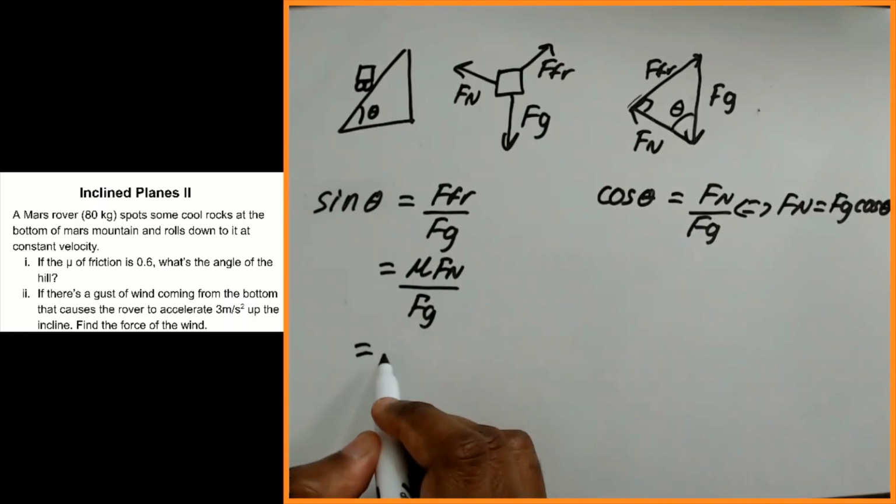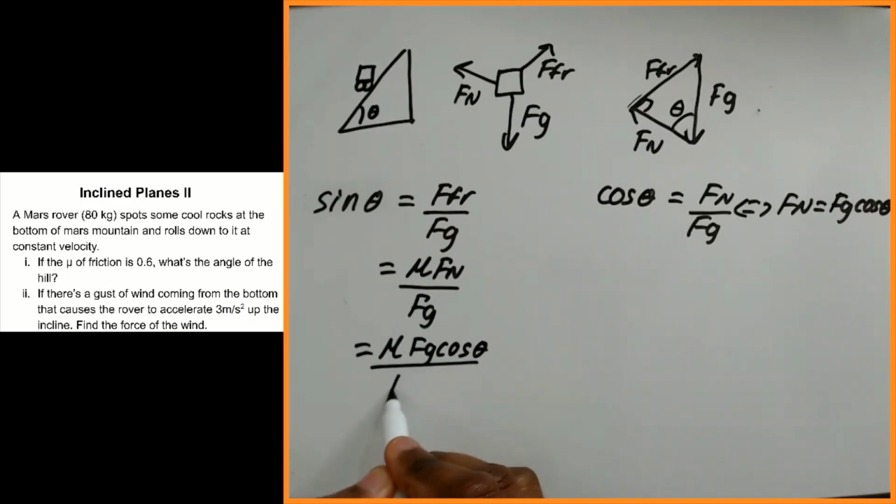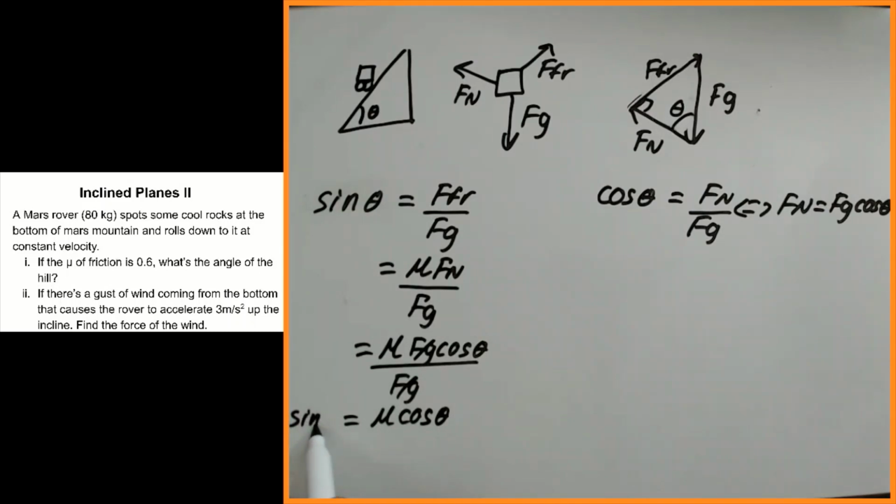Okay, and then we can plug Fn back into here. So we get mu times Fg cos theta all over Fg, and note that we can cancel the Fg's out. So we're left with mu cos theta equals sine theta. And we can divide over the cos theta on both sides, and of course these cancel out. So you're left with sine theta over cos theta is equal to mu. And remember that sine over cos is just equal to tan. So we get tan theta is equal to mu.